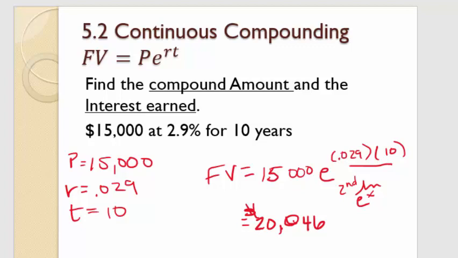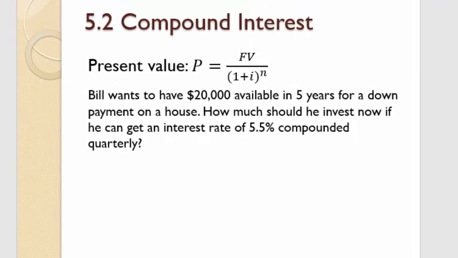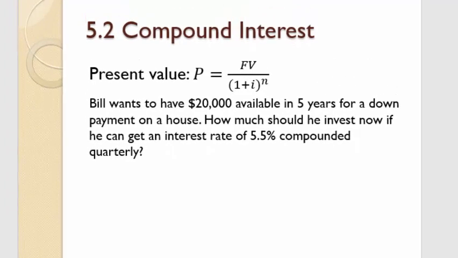That's the compound amount. So we need to make sure we answer the question, which asks two things: find the compound amount and the interest earned. Now to find the interest earned, all I need to do is subtract 15,000 from my compound amount, which means that I've earned $5,046 from this investment.